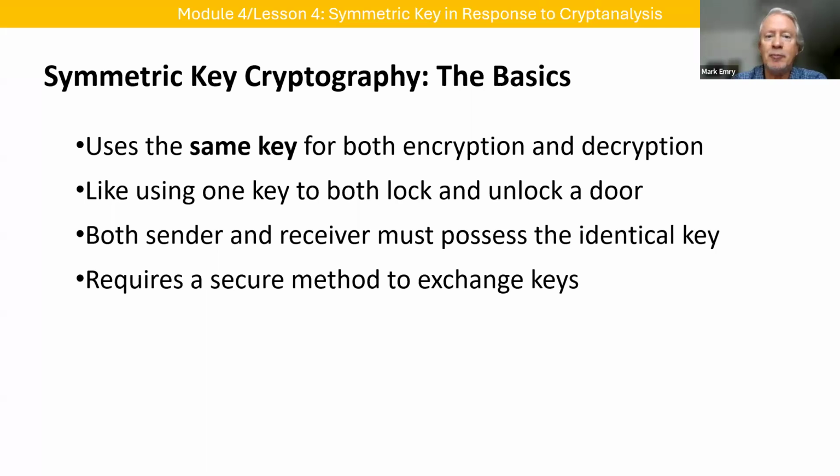So symmetric key cryptography is like using the same key to lock and unlock a door. In simple terms, we have one key for both encryption and decryption. The same secret key is used to scramble, or encrypt, and unscramble, or decrypt, the data. Both sender and receiver must have the same key, so they need a safe way to exchange it.